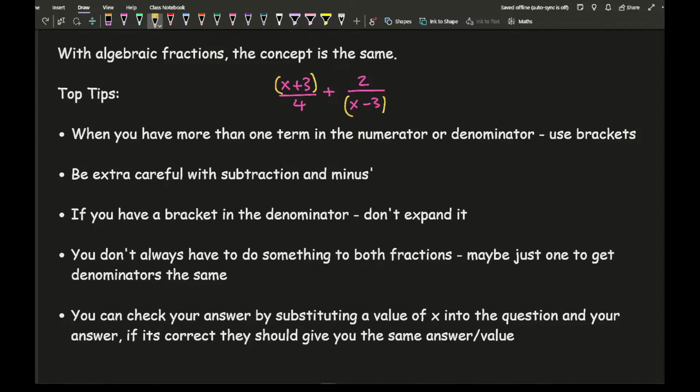The next tip, and again, nice little segue there, is be extra careful with subtractions and minuses. So just be mindful of this, and obviously check your answers if you've got access to the answers. Particularly when you're subtracting two algebraic fractions, be mindful that it's going to reverse everything in that second fraction in the numerator.